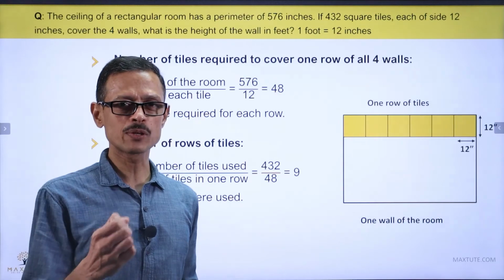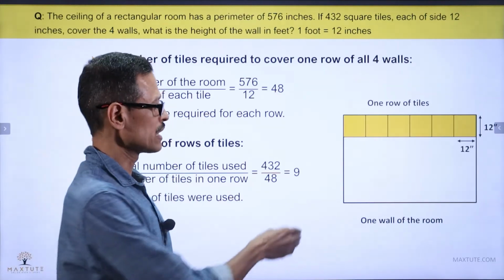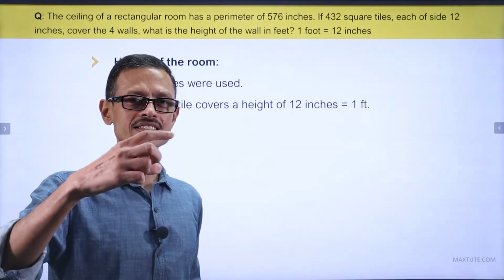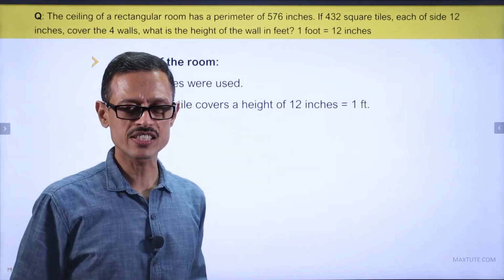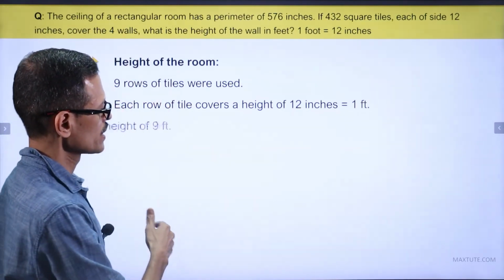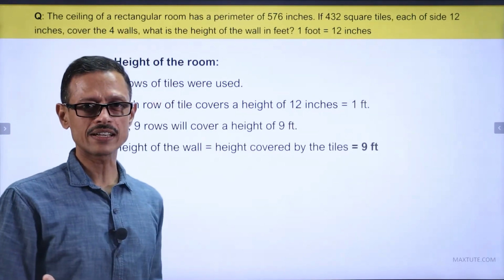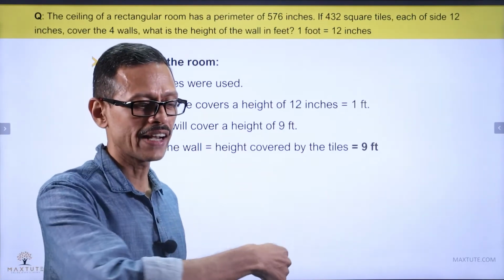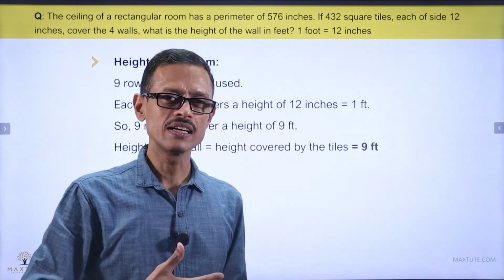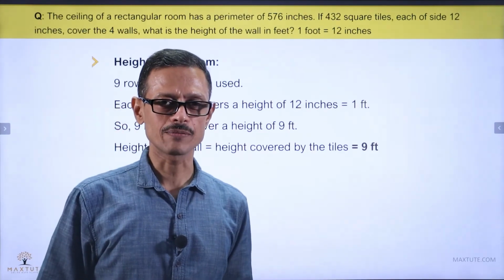So at this step, step 2, we have the number of rows. All that is required is to find out the height of each row. Height of each row is essentially the height or the side of each tile, which is equal to 12 inches, which is equal to 1 foot. So 9 such rows, the total height is going to be equal to 9 feet. So method 2, finding out the number of tiles per row and then finding out the answer. Method 1, equating the areas and finding the answer.